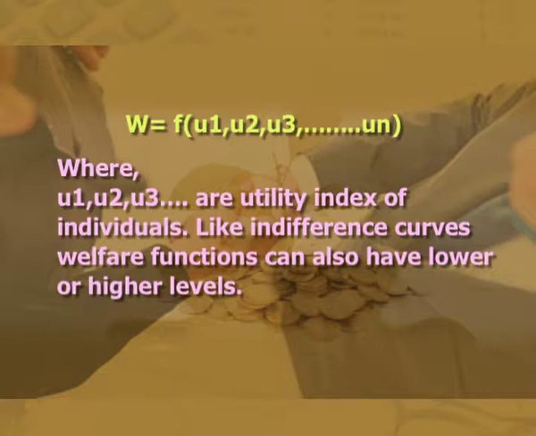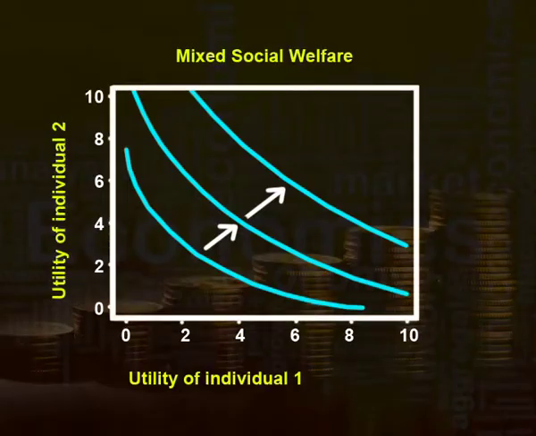Like indifference curves, welfare functions can also have lower or higher levels. Movement along the social welfare curve makes the individual better off or worse off. Construction of social welfare function is quite difficult, but not impossible. It could be considered by comparing deservedness of two individuals or could also be constructed by considering democracy, that is through voting.